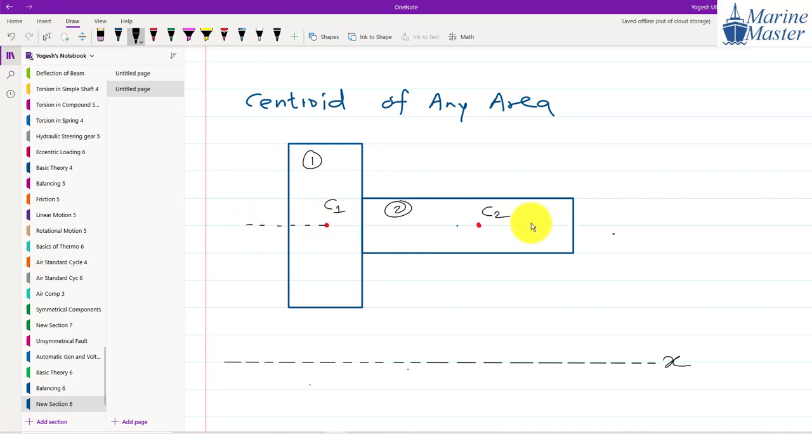Suppose this distance, guys, observe. I'm going to draw a dotted line from here. Suppose we imagine this distance is y1, and this distance is y2. Try to understand my point here. And the overall centroid is somewhere here. What is meant by centroid?